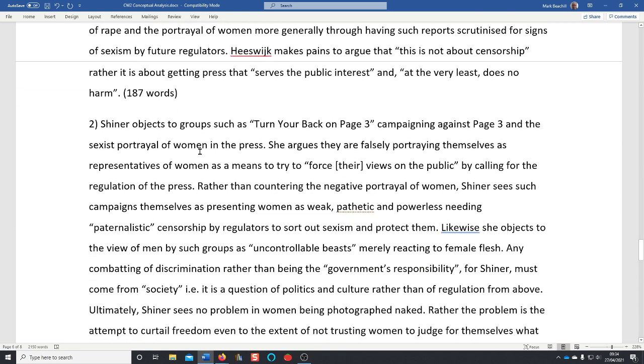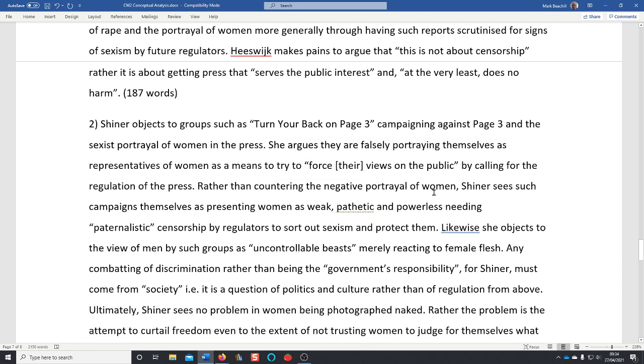So our second article. Shiner objects to groups such as Turn Your Back on Page 3, campaigning against Page 3 and the sexist portrayal of women in the press. She argues that they're falsely portraying themselves as representatives of women as a means to try to force their views on the public by calling for the regulation of the press.